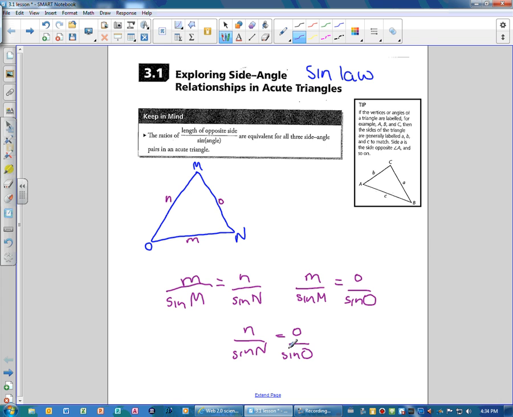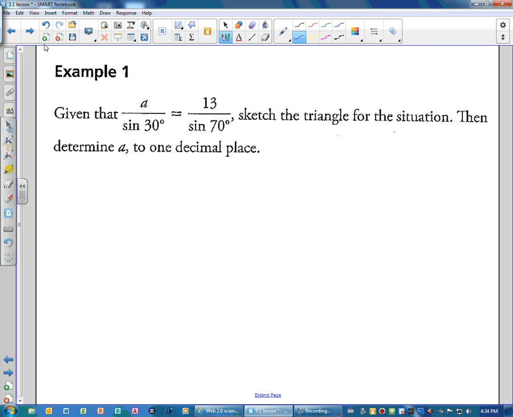So any two sets will work in the sine law. I could say this divided by that, I could say this divided by that, or the last one. It's important to be able to set these up because you can use them to solve problems.